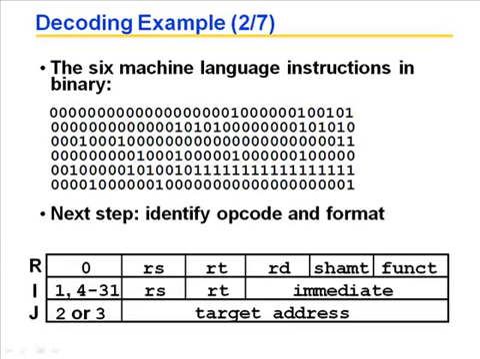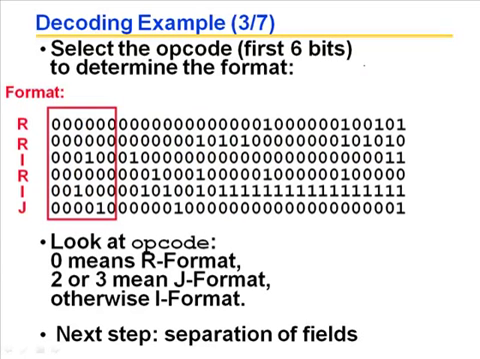So just looking at these, I would say R, R, I, R, I, J. Let's see if I'm correct about that. So R, R, I, R, I, J, just by looking at the opcodes here.